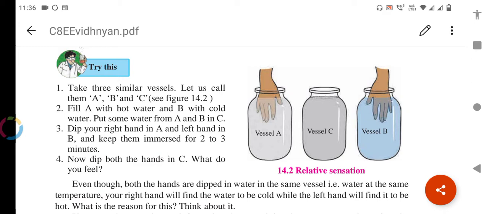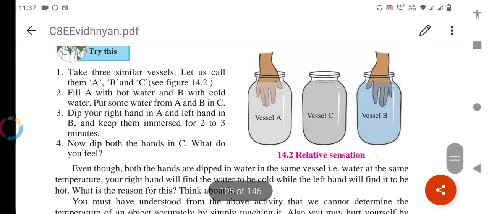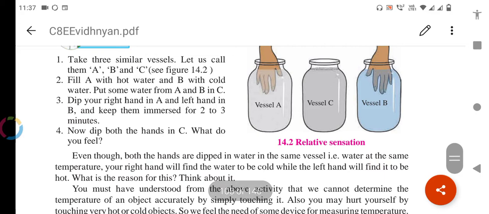Okay, see figure 14.2. Vessel A with hot water, vessel B with cold water, and put some water from A and B in C. A और B दोनों मिक्स करके C में डालना है. Dip your right hand in A and left hand in B and keep them immersed for 2 to 3 minutes. आपको ऐसे डुबो के ही रखना है 2 to 3 minutes के लिए.